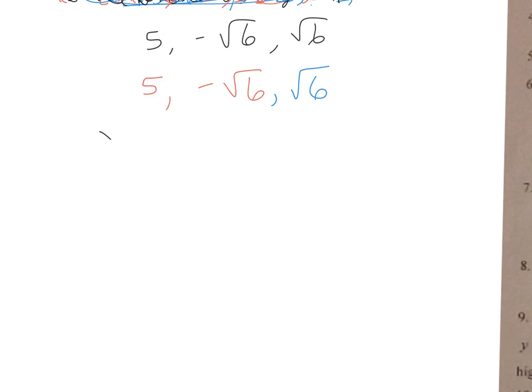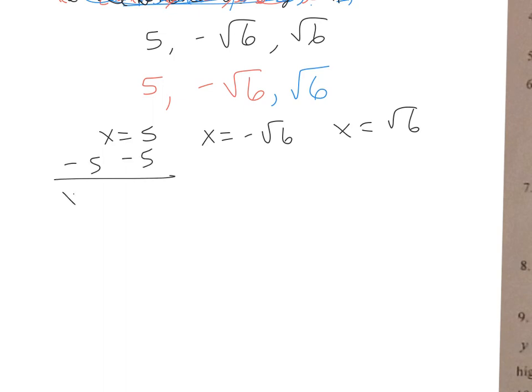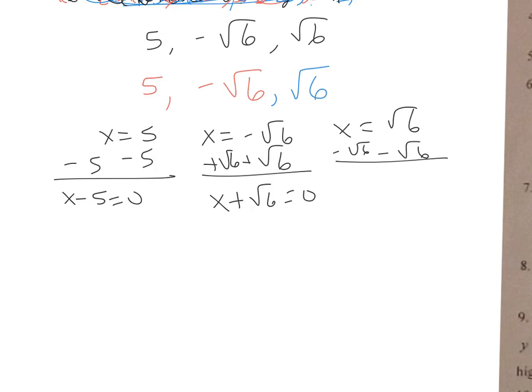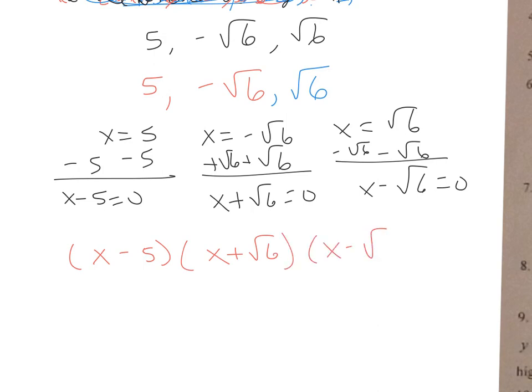So let's set each one equal to x. Equal to 0, minus 5. X minus 5 is equal to 0. Add the square root of 6. X plus the square root of 6 equals 0, minus the square root of 6. X minus the square root of 6 is equal to 0. All right, so I set them up as factors, x minus 5, x plus the square root of 6, x minus the square root of 6.